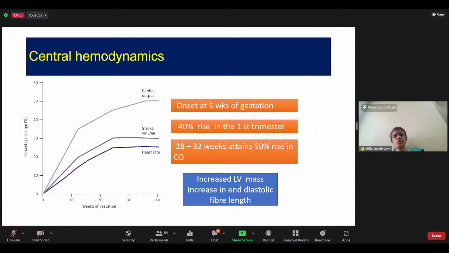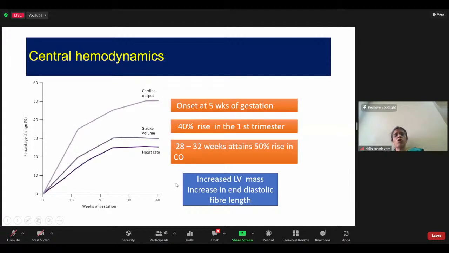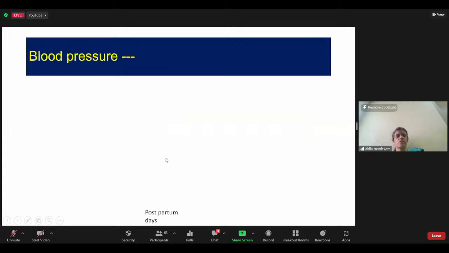And what is the implication of this increase in cardiac output at 32 weeks? Any patient who has a cardiac disease which is not picked up, or which has been compensating over the years, can get manifested at this 32 weeks of gestation. So anyone who is coming with dyspnea or new onset of cardiac symptoms around this time, we need to evaluate them for cardiac diseases.